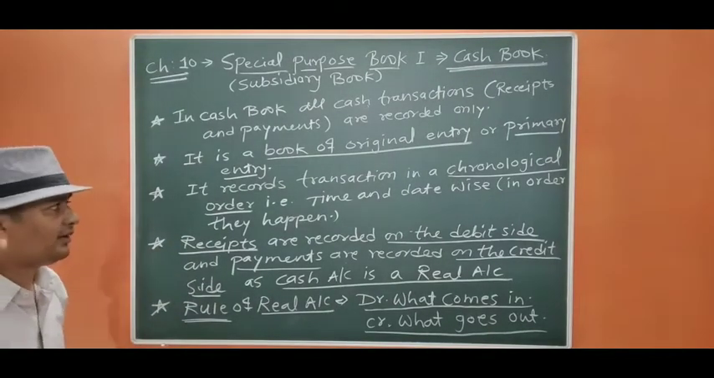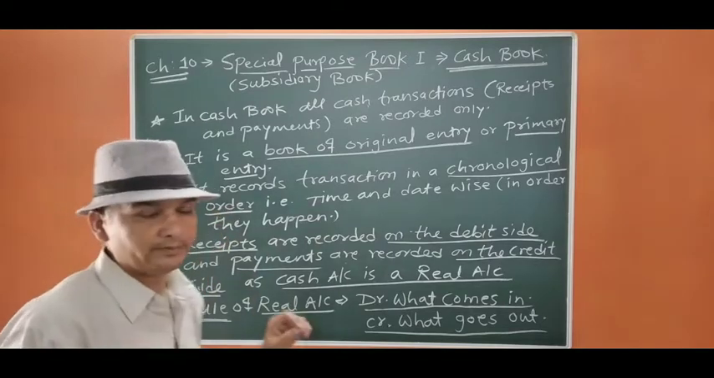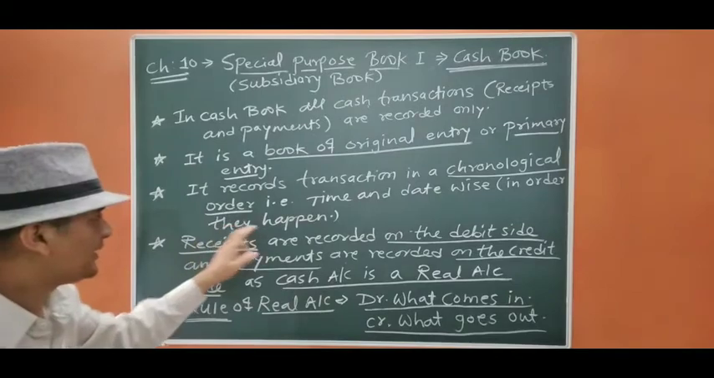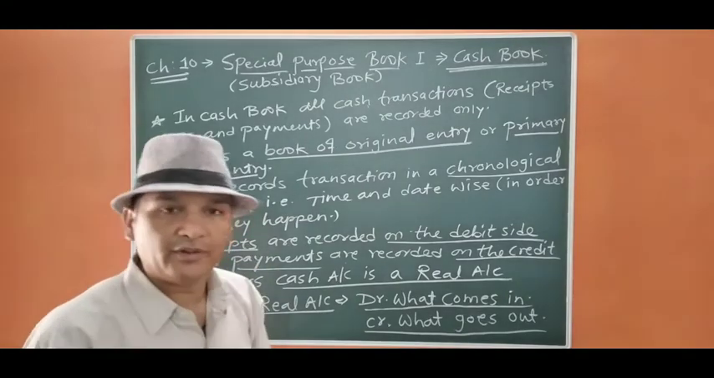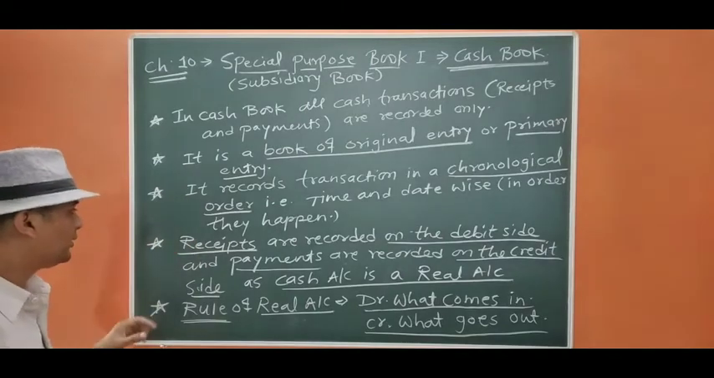Third, it records transactions in chronological order, that is time and date wise, in the order they happen. First come, first recorded. So it is a chronological order.